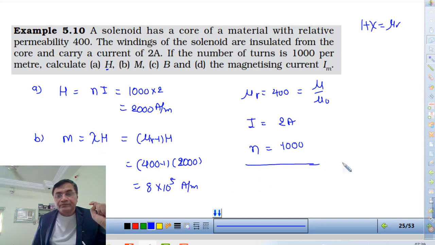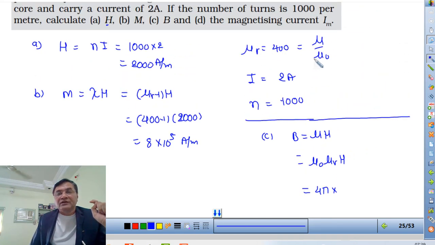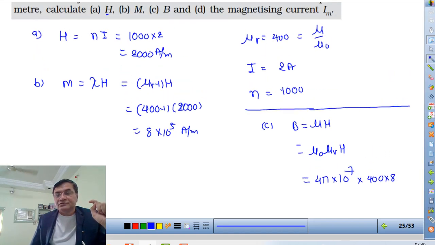Then C, B. What is B? B is equal to mu H. And what is mu? Mu is equal to mu 0 into mu r. Mu 0 is 4 pi into 10 raised to minus 7. Mu r is 400 and H is 2000. How much was H? Yes, 2000.